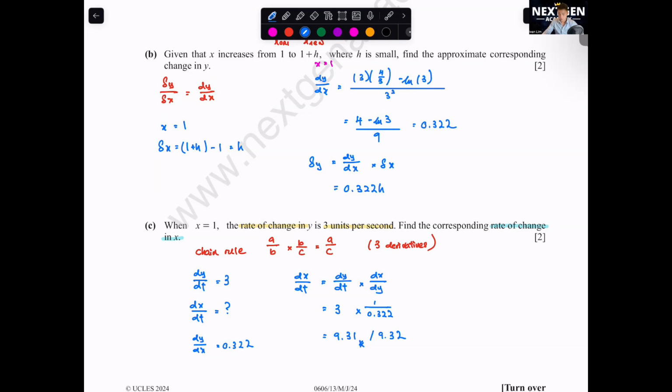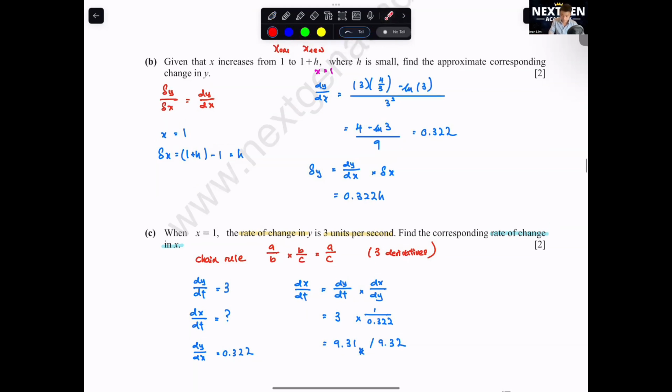Approximate change in x. They asked you to find approximate change in y. Sometimes don't always assume it's approximate change in y. Sometimes they may ask you to find approximate change in x. When they ask you to find approximate change in x, normally you have one more extra step.